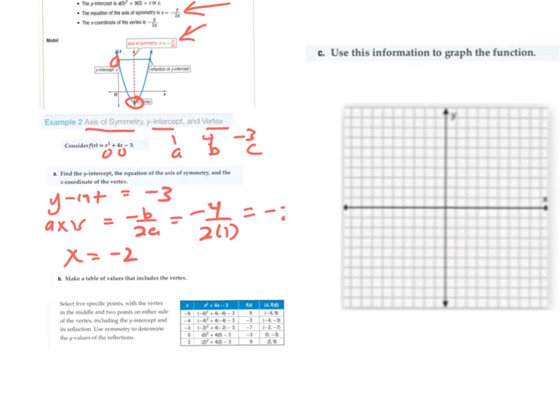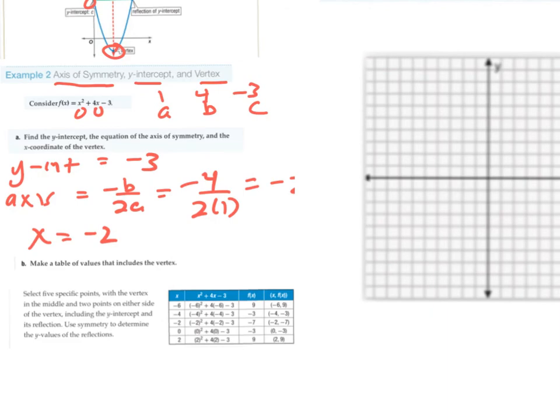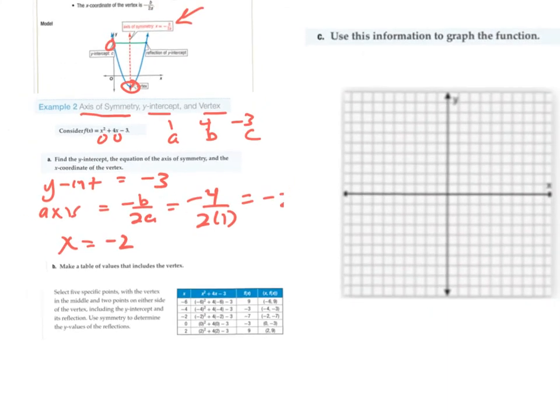So if we go down here and now use the table, I want to highlight the fact that we want to use the vertex x as our middle point. So negative 2 is our middle, and we pick points on the right and left sides of it. The axis of symmetry is going to run right down this line on our graph. So we want to pick points to the right and to the left of that axis. That's why we pick 0 and 2, and we also pick negative 4 and negative 6, which are to the left of the axis.